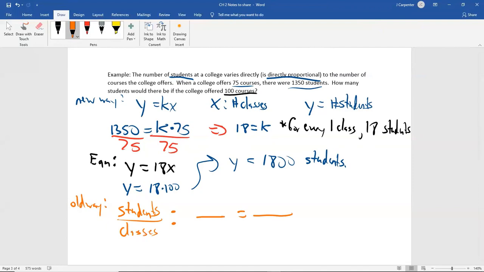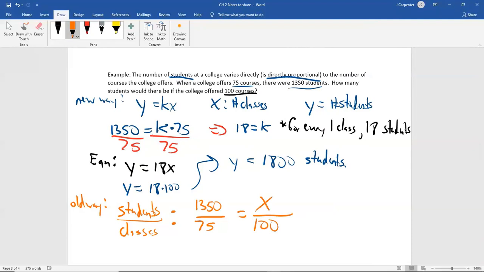So when a college offers 75 courses, there's 1,350 students. 1,350 is the students, so top. 75 courses is the number of classes, so bottom. How many students would there be when the college offers 100 courses? So top or bottom, where's the 100 go? What's classes? So bottom. The number of students is unknown, so you can call it whatever letter you like.